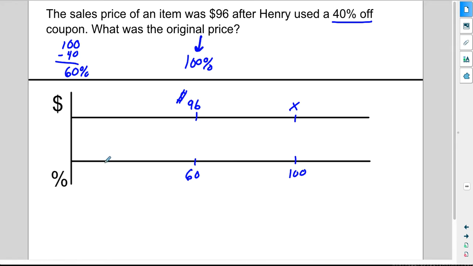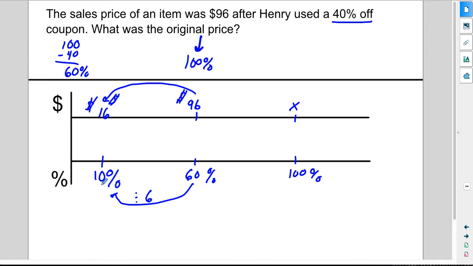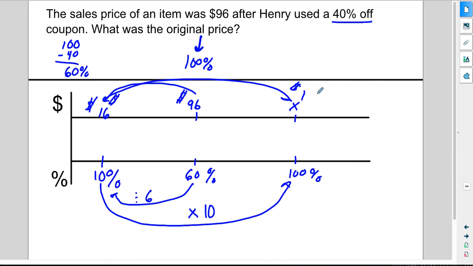And then we are going to look for, instead over here, 10% of our value, since 10% is a scale factor of 60 and 100. So to go from 60 to 10, we would divide by 6. We're going to do that same thing with our dollar value. That's going to give us $16 in this case. And to go from 10% to 100, we're going to be multiplying by 10. So 10 times 10 is 100%. 16 times 10 is going to give us $160.